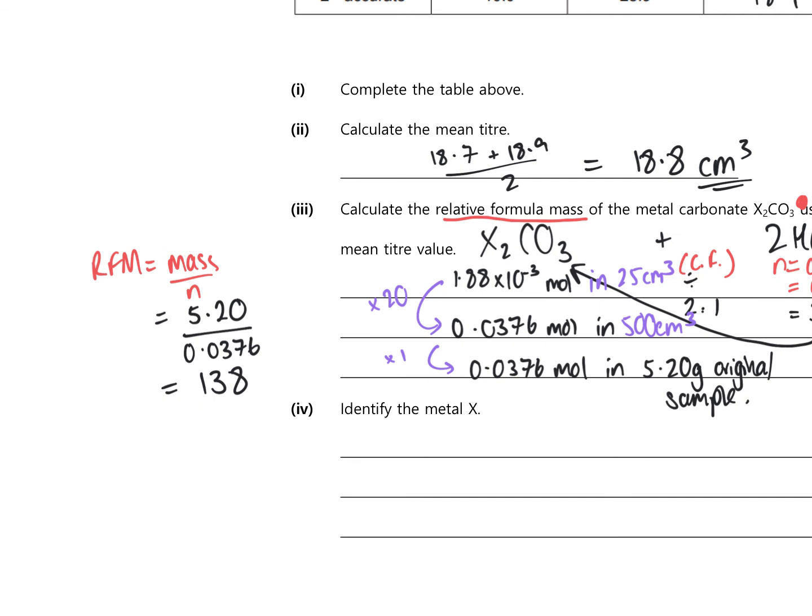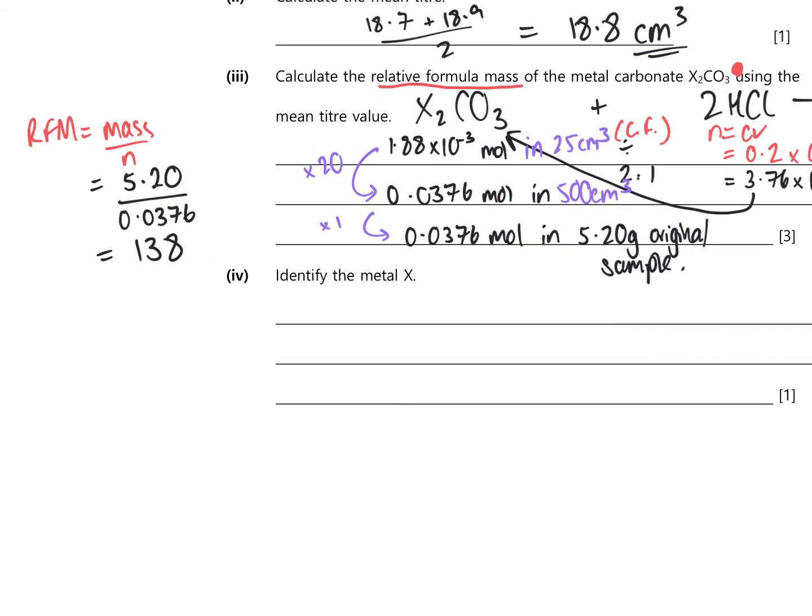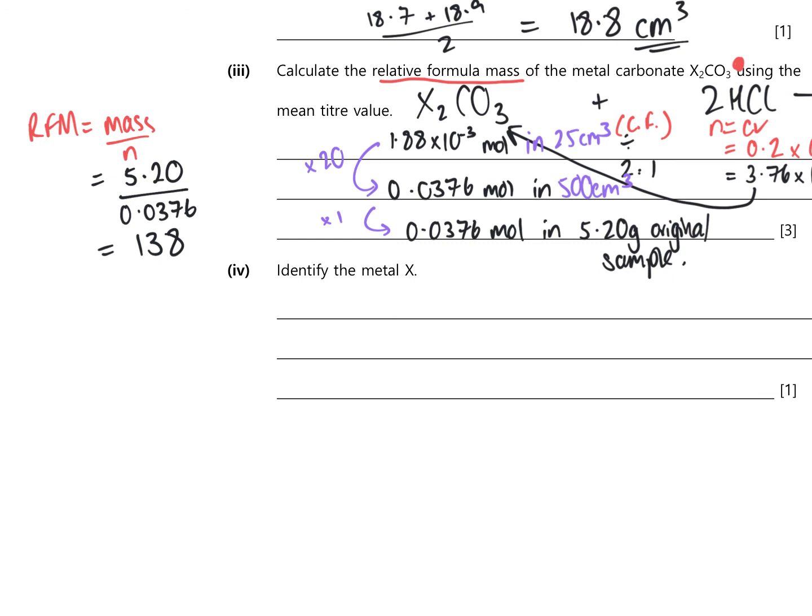Now, some of you went forward at that point and worked out what X was. That's not what they ask you to do. That's the next part. So if you find you've done the working out for the next part, then scribble that out of part 3, because your final answer for part 3 should have been 138, not 39 as it is in the next question. So, identify a metal X.